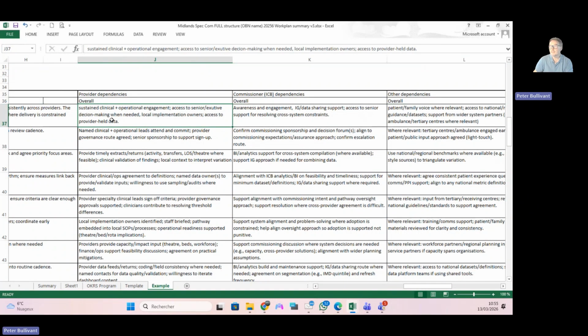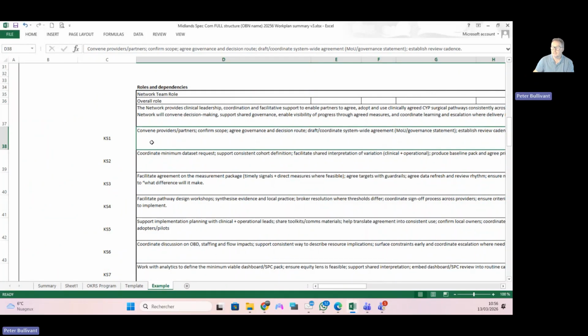Then commissioner dependencies, if they're required to effect a change to contracting, signing off, all of those elements. And thirdly, other dependencies: the national groups, if you're looking for a national reference group to produce the pathway, or wider public and patient involvement groups or other key members of the system. So it's provider, commissioner, other.